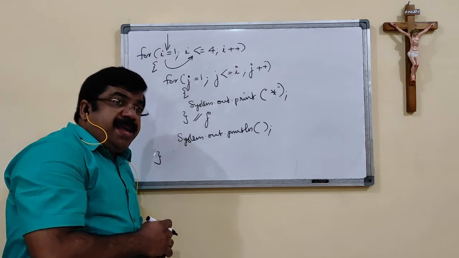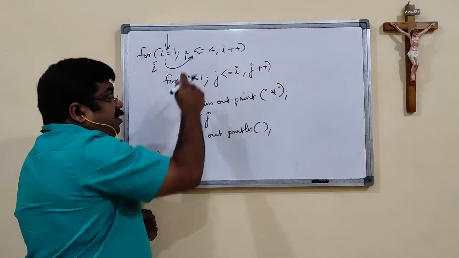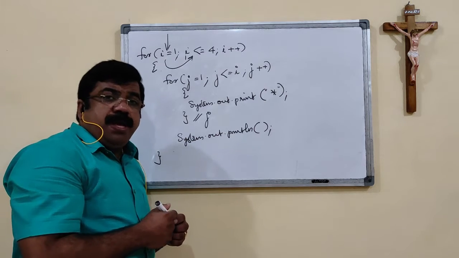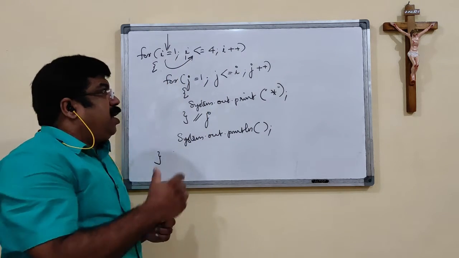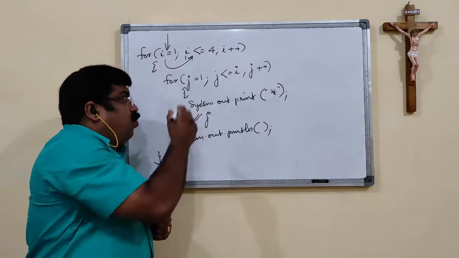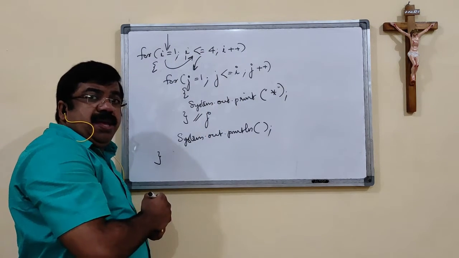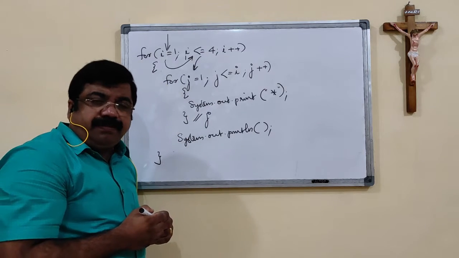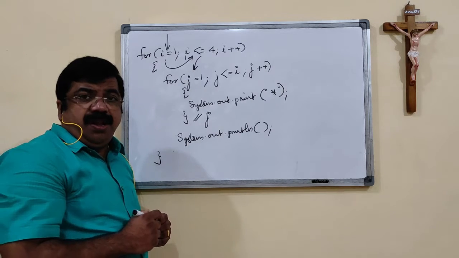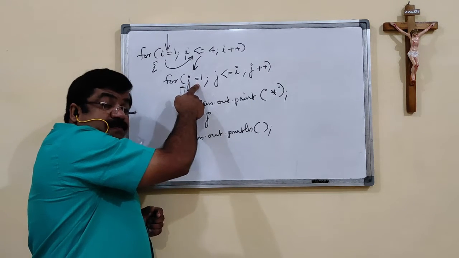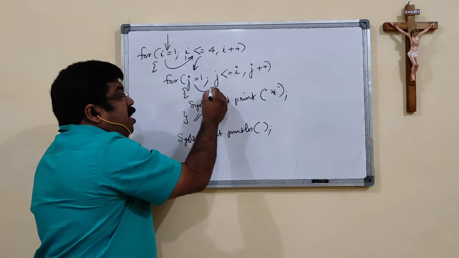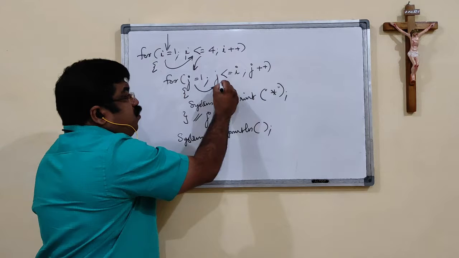What is the value of I? 1. Is it less than 4? Since the for loop is an entry control loop, the condition is evaluated first before going to the body. So 1 less than 4, condition is true. We come to the body where the j loop is starting. The j loop also will start with its initialization. What is the value of j when we are initializing? It is getting 1. Immediately after the initialization, it will check the value of j.